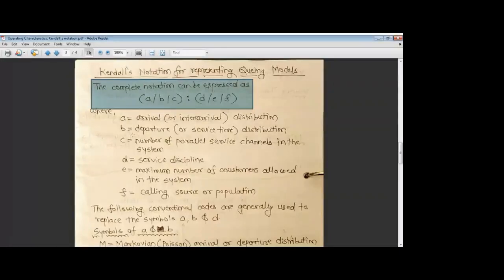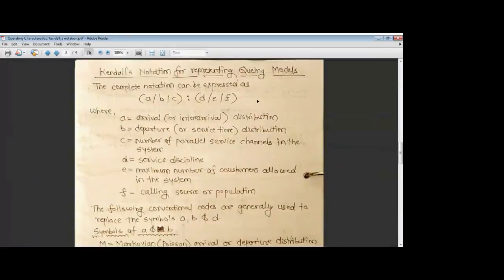B is what? B is your departure or service time distribution, right? Now C denotes the number of parallel service channels in the system, right? So I am sure that you are remembering now what is meant by service channel as well. Single service channel, multiple service channel, and in multiple service channel we have also seen if it is parallel or series, right? So here A denotes the arrival distribution, B denotes the departure distribution, and C denotes the number of parallel service channels in the system, right? So this finishes our first bracket, which is A, B, C, right?